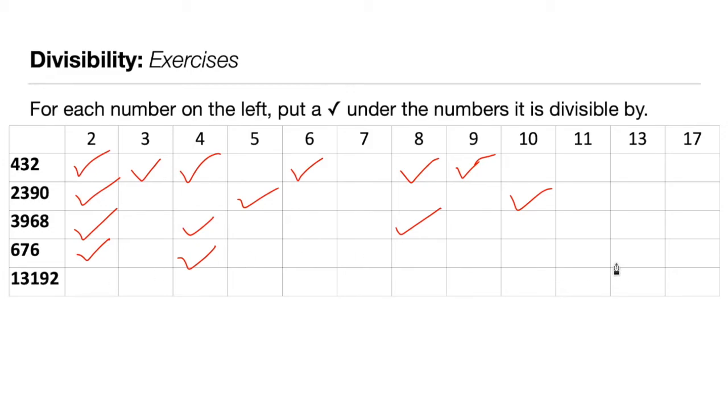Is it divisible by 13 though? Let's try. For 13, it's 9 times the first digit. So 9 times 6 is 54. Minus that from the remaining numbers, 67. So what's the number? We have 13. So is 13 a multiple of 13? Yes, it is. So therefore, 676 is a multiple of 13. So let's check that one.